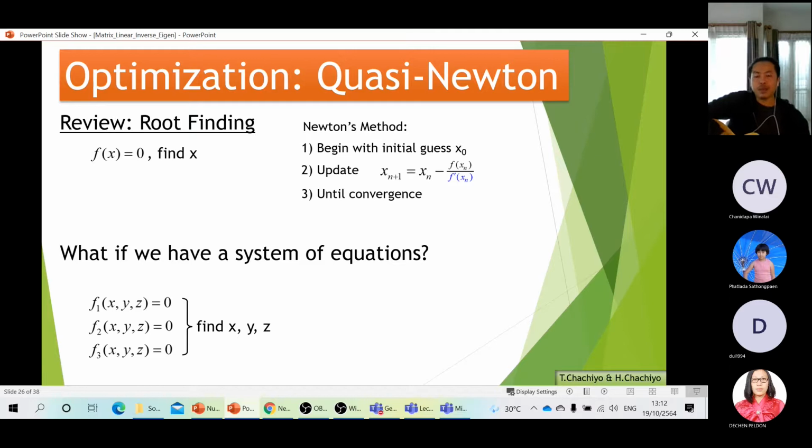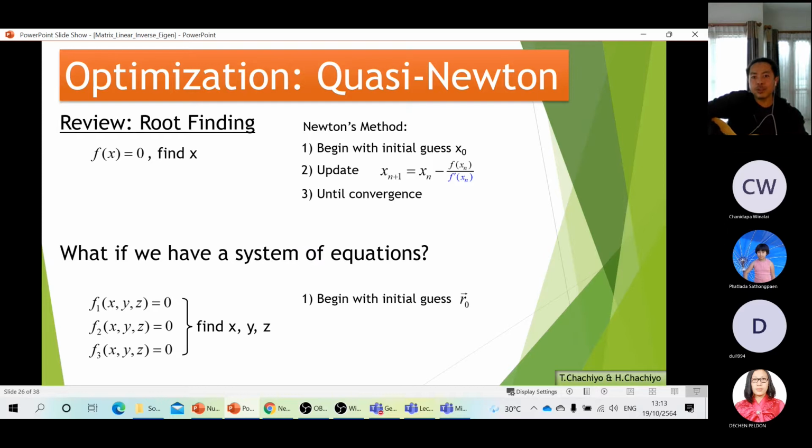Now, suppose we want to go to somewhat more complicated situations. That is, we have more than just one variable. We have like 3 for this example, or 5 or 6, or any number of variables that we want to solve. And then, of course, we're going to have the number of equations. In this case, we have 3 equations and 3 unknowns. So how do we find the roots or the solution of this system of equations? Okay.